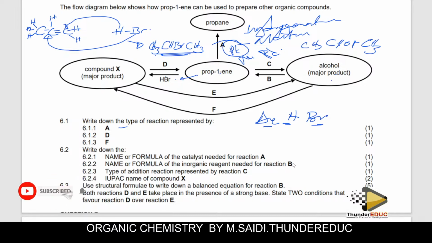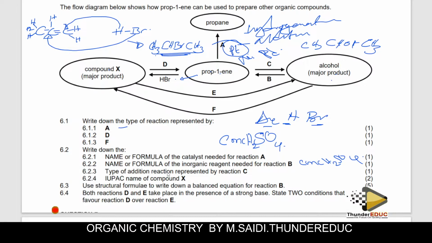They say name the formula of the inorganic reagent for reaction B. Where is reaction B? Oh, alcohol is going to this alkene. So it means dehydration. Whenever you are talking about dehydration, we use conc. sulfuric acid. They said the formula. They didn't say the words. They said name or formula, so the name is fine. So it is conc. sulfuric acid, H2SO4.